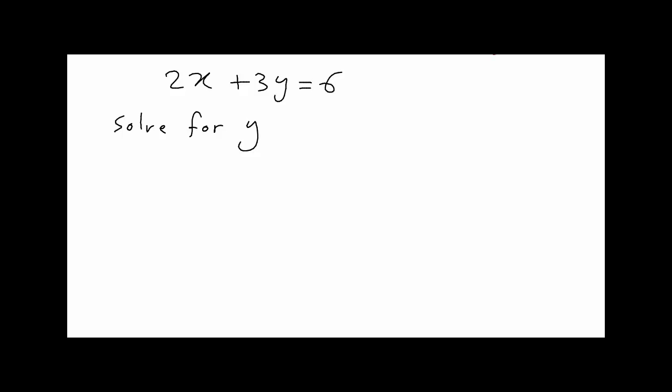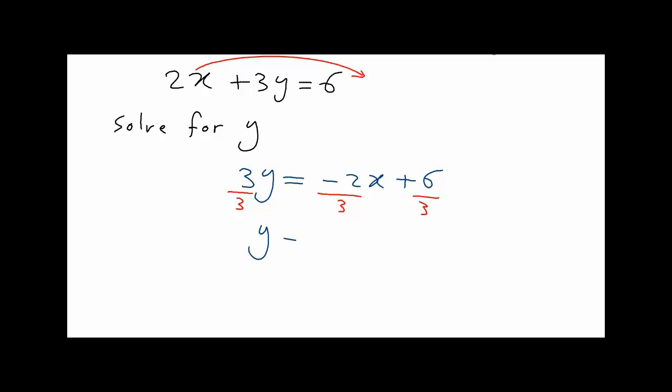So we begin by transferring 2x to the other side, and this will be 3y equals negative 2x plus 6. Now try to get rid of 3 by dividing all terms inside the equation by 3. Now we can isolate y alone, and we have negative 2 over 3 x plus 2. And this is the solution for y for this linear equation.